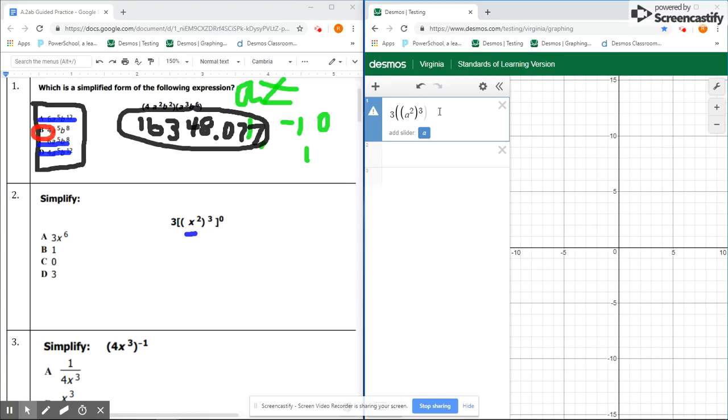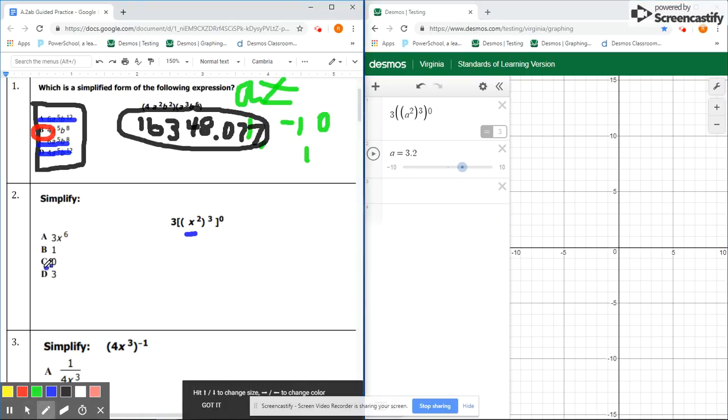Let's see. There we go. All right, so we have to have parentheses in order to evaluate. So I'm just going to add a slider, and I'm going to change it. And look, it doesn't change. It's equal to 3. No matter what I do with my slider, no matter how I change A, it's equal to 3. And if I look here, 3 is an answer choice. Okay, so that was easy.